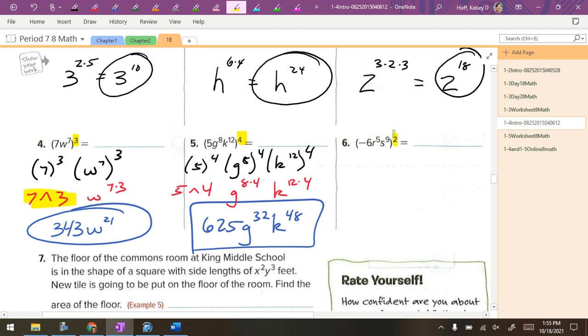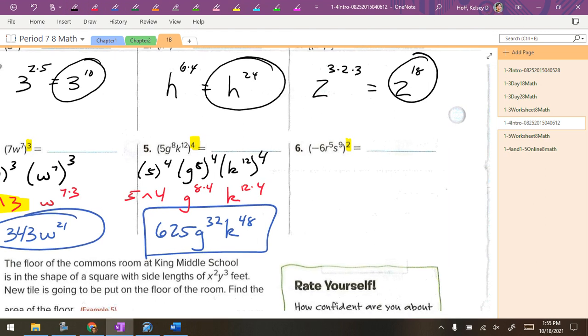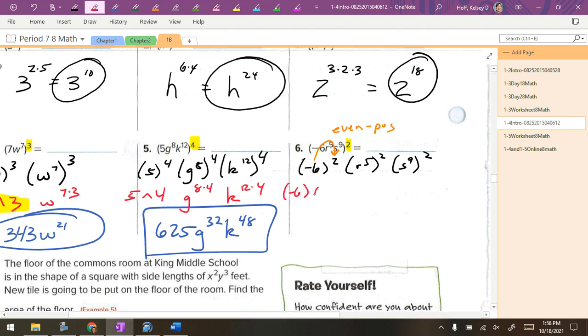Here we have an outside power of 2 that we want to share. Be careful because you have a negative here. You have negative 6 squared, r to the 5th squared, s to the 9th squared. Now, you have to look and ask yourself, even or odd? Even. What's that tell you? It's a positive answer. Negative 6 squared, really, we don't have to worry about the negative at this point. Then we have r 5 times 2, s 9 times 2. Your final answer? 36 r to the 10th, s to the 18th.